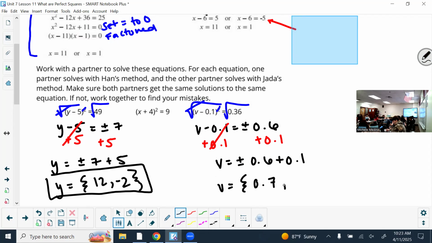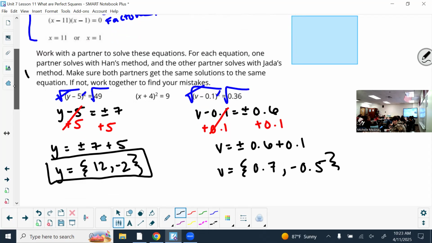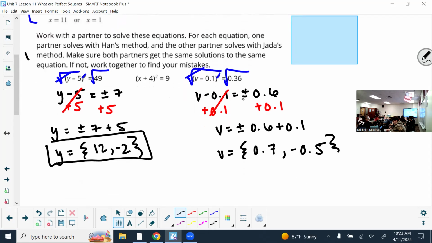0.7. And now do negative 0.6 plus 0.1. What is that? Negative what? Negative 0.5. Those are my two solutions for that one. All right, so if you had this, but maybe a step was missing, could you fill in the missing step? Following the algebra, undoing what's being done, doing it to both sides, not forgetting the plus or minus.